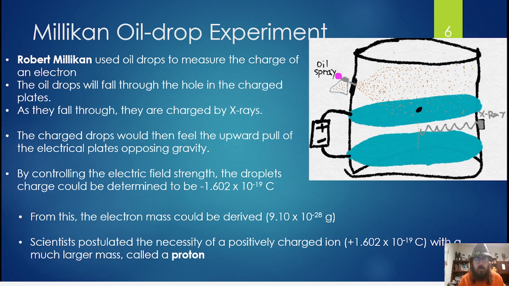And by varying the electrical field of the plate, he can then pull the droplets up, or let them fall slower, or even have them stop in midair, because gravity is a known force. Gravity depends only on the mass of the droplet.